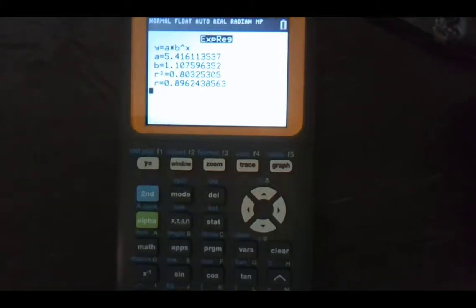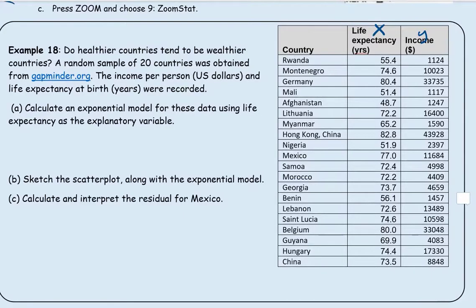So we have y hat is equal to 5.4161 times 1.1076, we forgot our little point there, to the x power. So that's our regression model. We're going to go back to the calculator to show our scatter plot.